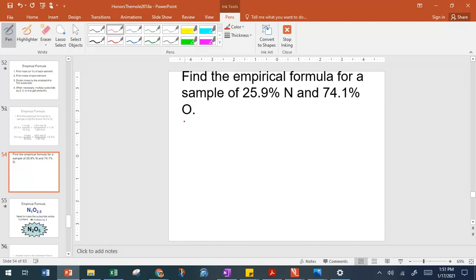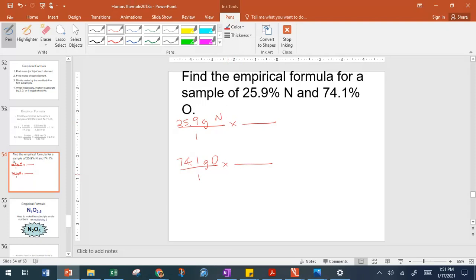So here I have 25.9 grams of nitrogen, and I'm assuming to have 74.1 grams of oxygen. I'm going to put these both over 1, and what we're doing first is we're going to find the moles of each element in our compound. So I'm going to divide each of these by the molar mass of the respective elements.